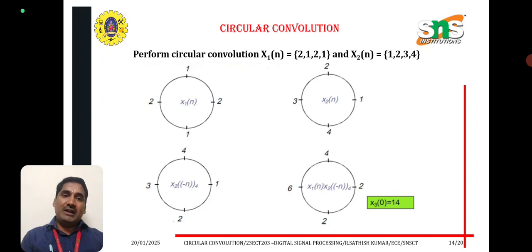Now we multiply x1 of n into x2 of minus n, which is equal to 2 into 2, 4; 2 into 1, 2; 1 into 4, 4; 2 into 3, 6; 1 into 2, 2. Therefore x3 of 0 is equal to 14.